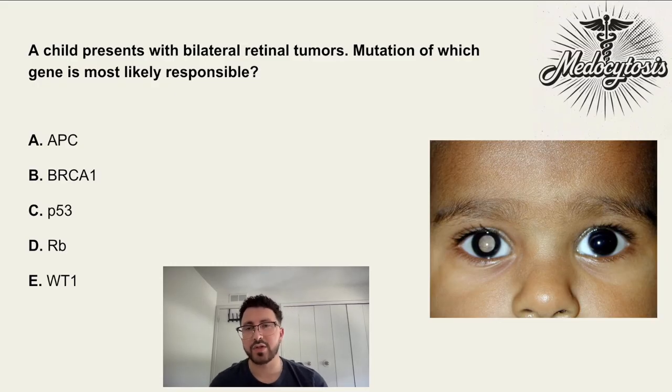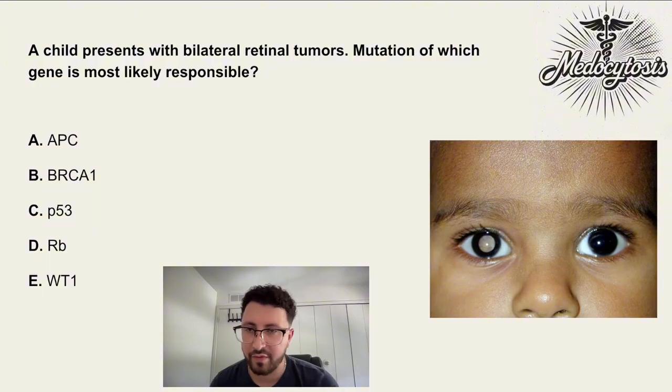And as for B, we have the BRCA1 gene. Now, we all know the BRCA1 gene is associated with different types of breast tumors. We can see in the picture that there's something going on with the eye. Even the vignette says a retinal tumor. And this patient is a child, so there's no suspicion for a breast tumor. So B is automatically incorrect as well.